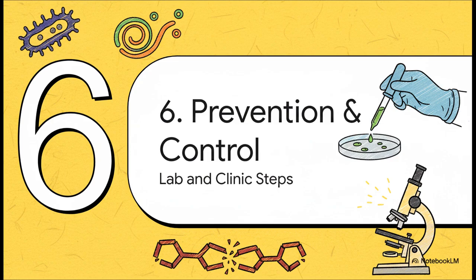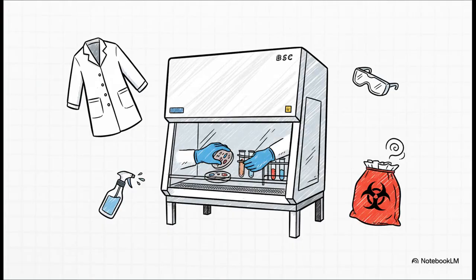Okay, last but not least, let's talk practicalities, prevention, control, and lab safety. In the lab, the rules are crystal clear. This is a risk group 2 pathogen, so all work has to be done under strict BSL-2 conditions. That means using a Class II biological safety cabinet, proper PPE, the whole nine yards.